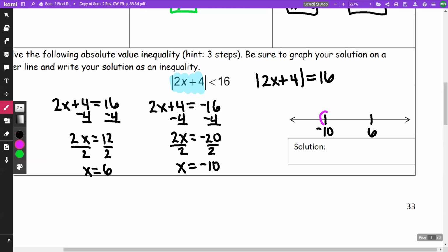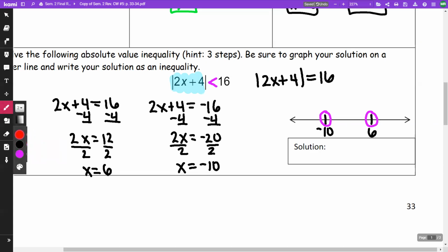Now, these are both going to be open circles, and either I'm going to shade in between or I'm going to shade out. One way to think about that is because this is less than 16, I want things that are less than that distance, not greater than that distance. And that would actually mean that I'm shading in between instead of out. But another way to do it is to actually test it.